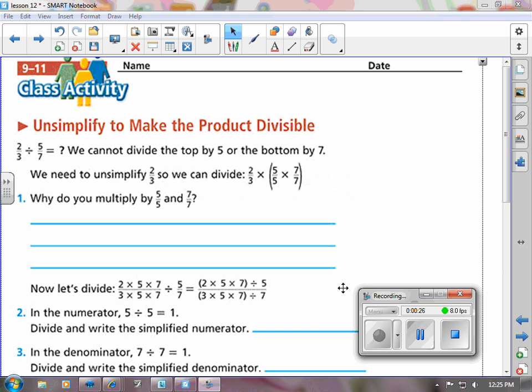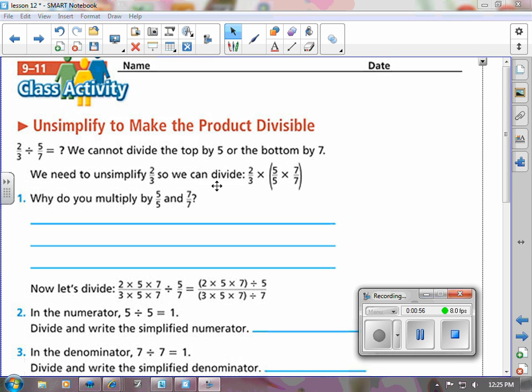Okay, so we're just going to unsimplify to make the product divisible. So when we look at 2/3 divided by 5/7, you can't divide the top 5 by the bottom 7, right? It's not going to go in evenly. You'd get a decimal number. So you can unsimplify, and then look forward through it like that.